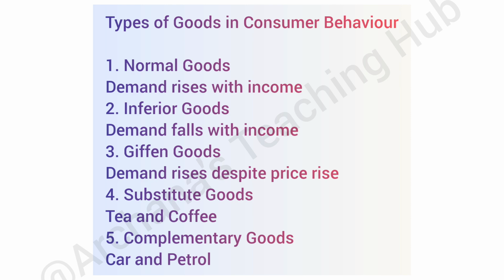Types of goods in consumer behavior. First, normal goods. Demand rises with income. Second, inferior goods. Demand falls with income. Third, Giffen goods. Demand rises as price rises. Fourth, substitute goods. Tea and coffee. Fifth, complementary goods. Car and petrol.